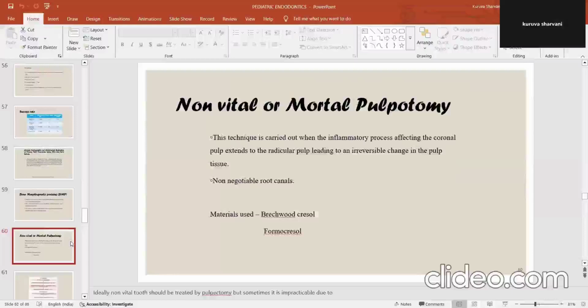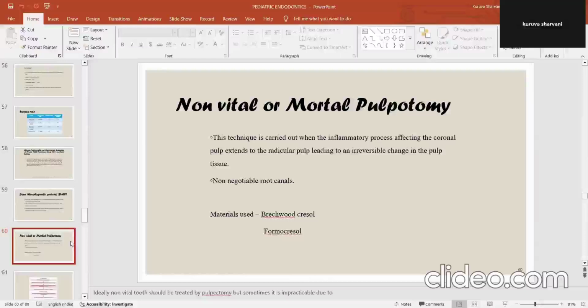Now coming to non-vital or mortal pulpotomy. Pulpotomy is divided into two types, mortal pulpotomy, that is non-vital pulpotomy, and vital pulpotomy. Vital pulpotomy is again divided into various types, that is single visit and two visits, which include devitalization, preservation, and regeneration. Among regeneration, bone morphogenetic proteins. Among devitalization, you will come across ferric sulfate or zinc oxide eugenol. Again, under preservation, you will get ferric sulfate or surgical laser pulpotomy.